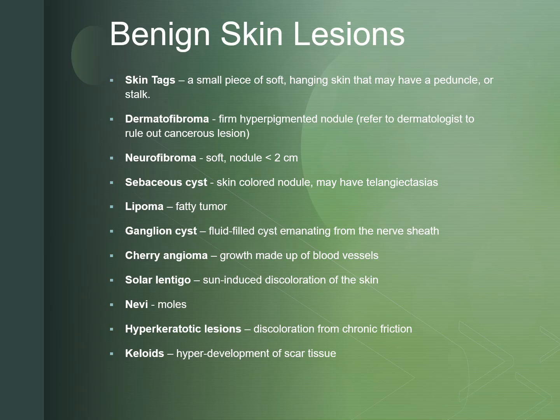Hyperkeratotic lesions, these are thickened skin from chronic friction. Examples of this would be calluses, so it's a protective response of the skin. Keloids, these are overgrowth of scar tissue, which extends beyond the original wound, more common in certain populations and can be cosmetically concerning, but very benign.